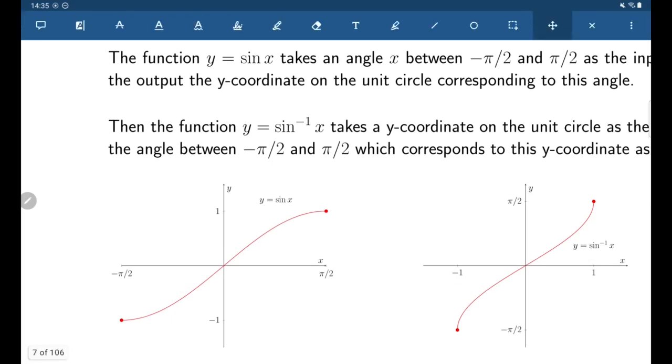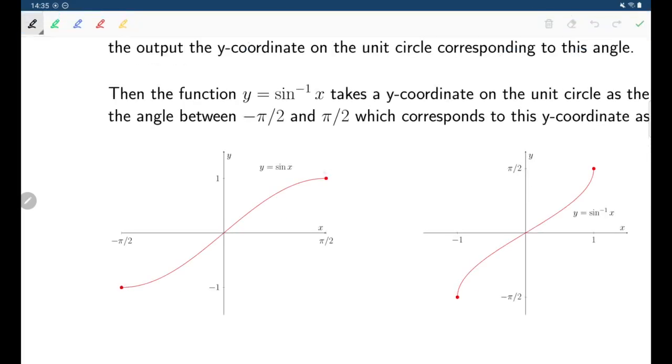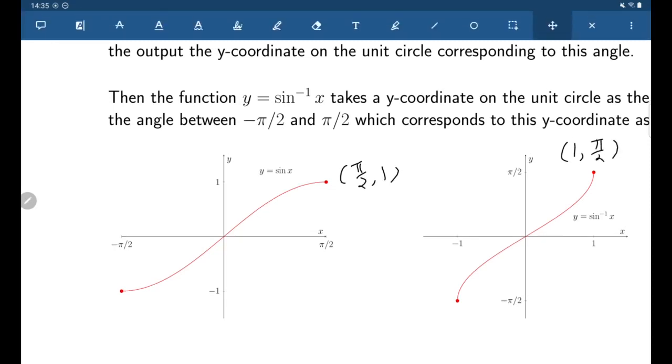Also, again, notice that we're switching our points. So on the graph of sine of x, we had this point, which was pi over 2, 1. And on the graph of sine inverse, we have the same point, but with the coordinates switched. We have the point 1, pi over 2.